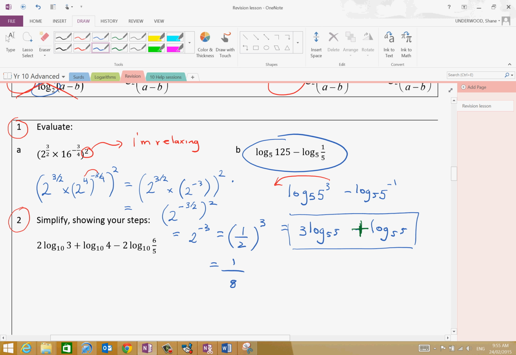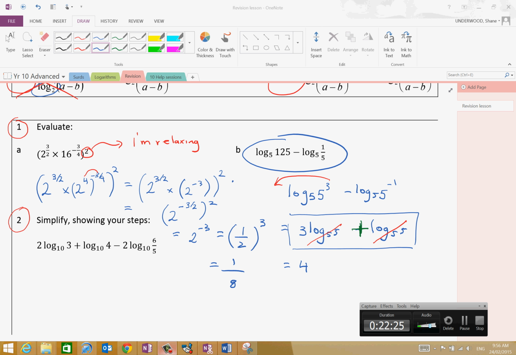But remember that one of those really basic laws which you need to remember is log to the base 5 of 5 is just 1. Because 5 to the power of what is 5? 1. And then 5 to the power of 1 is 5. So the answer is 3 plus 1, which is equal to 4. Does that make sense? Well, even if it doesn't, I think you need to maybe watch this video again.